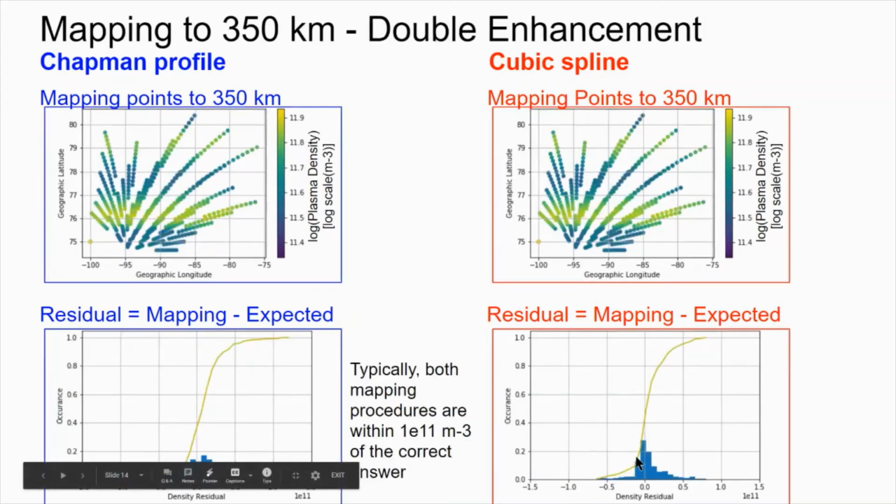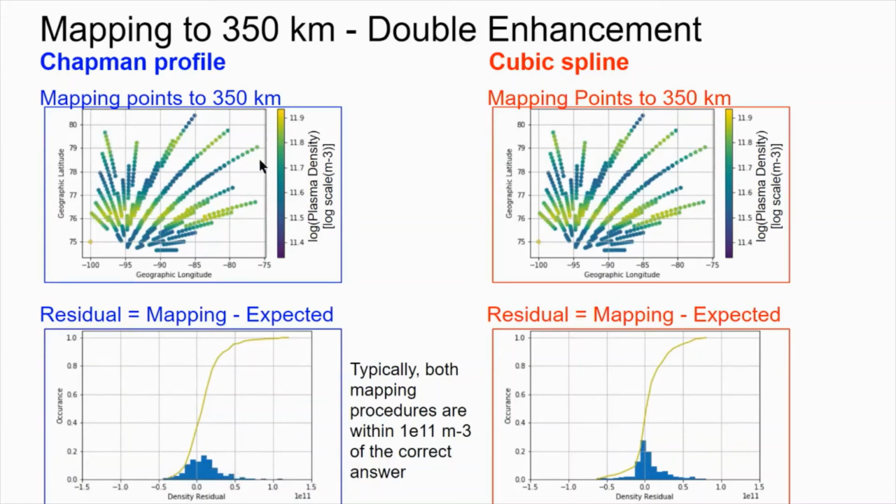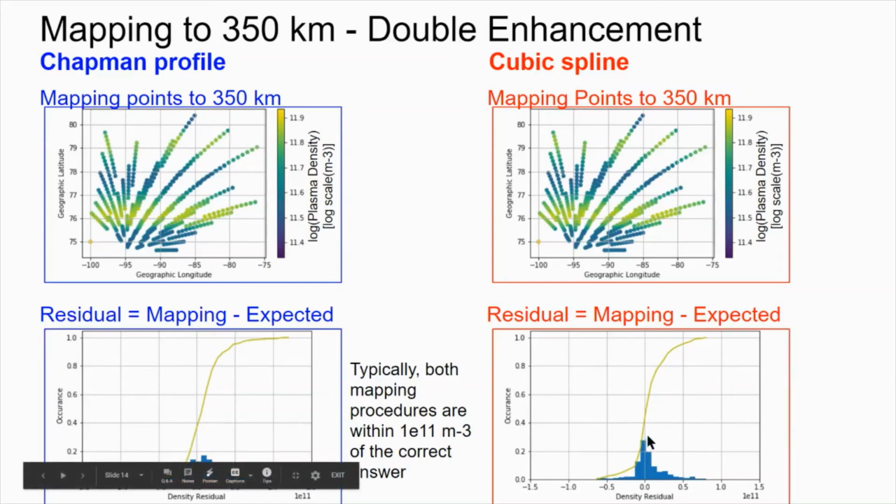But I can even play more complicated games. So this is just a funny example where I have two elongated features. They're elongated with respect to longitude this time. And I decided to put one of my polar cap patches, in a sense, on the fringe of my field of view. And even when I do that, both of my mapping techniques are fairly accurate.